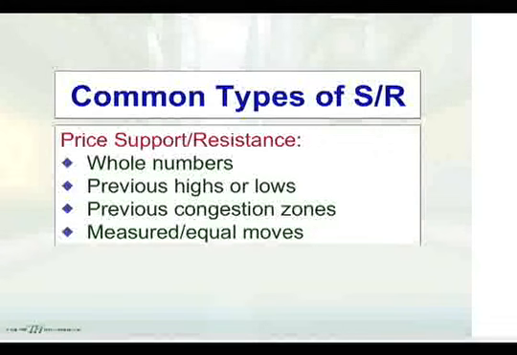There's a number of different types of support and resistance. Some of the basic ones, and these are just a couple of them here, are whole numbers. So if you trade securities or options or things like that, you're going to have a whole number of support and resistance levels. Things like previous highs, previous lows, prior congestion zones, as well as equal or measured moves.